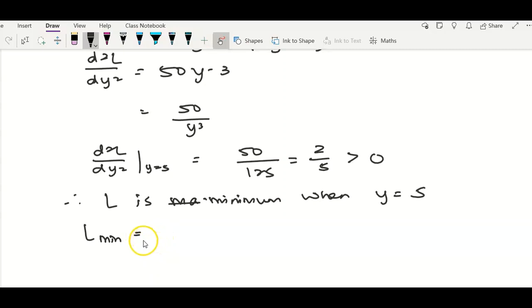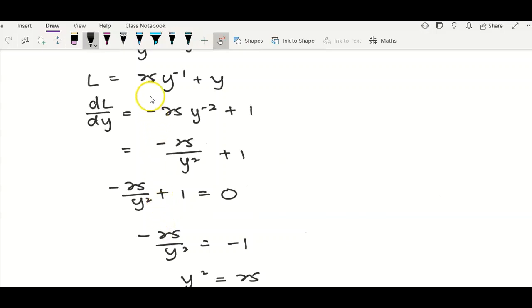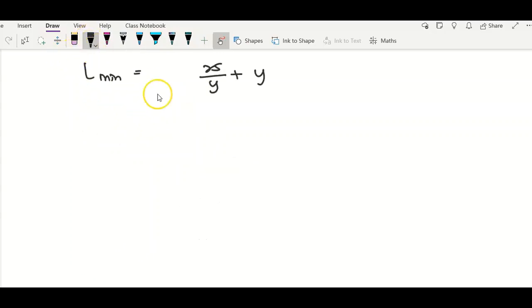So we substitute y equals 5 into the expression of L, which is 25 over y plus y. So substitute the 5 into this expression. We got 25 over 5 plus 5. So finally, we have 10. So this is our minimum value of L.